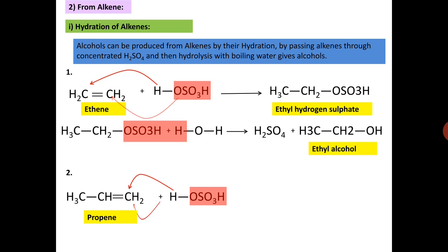Hydrogen is attached to CH2 and OSO3H is attached to the CH, and the compound formed is CH3CHCH3OSO3H.